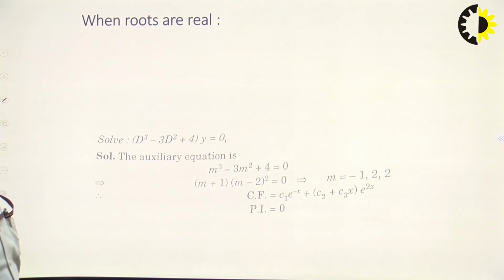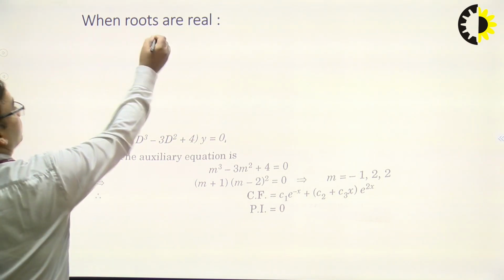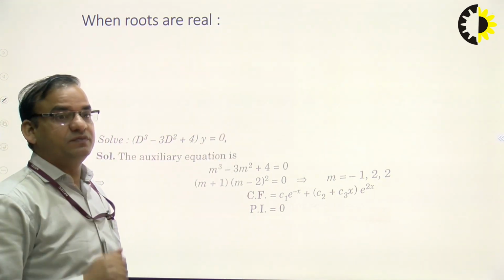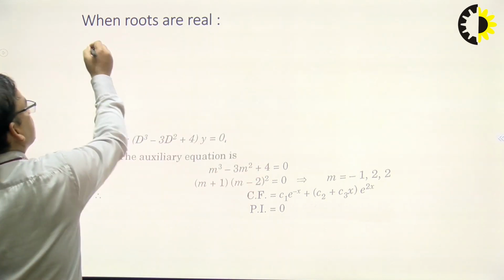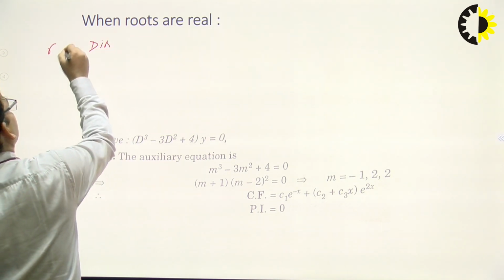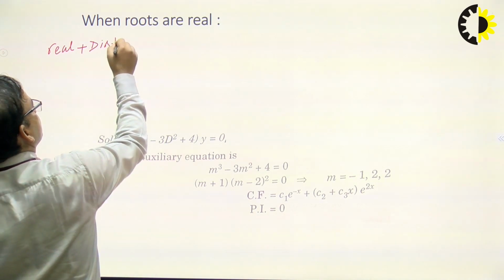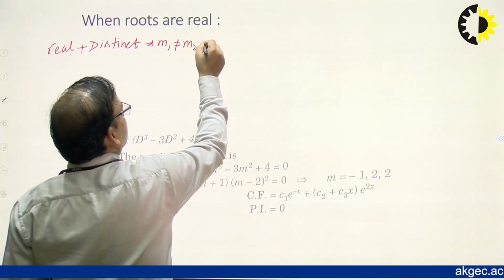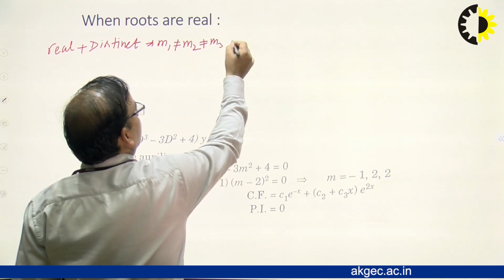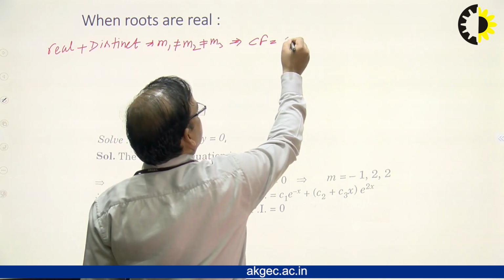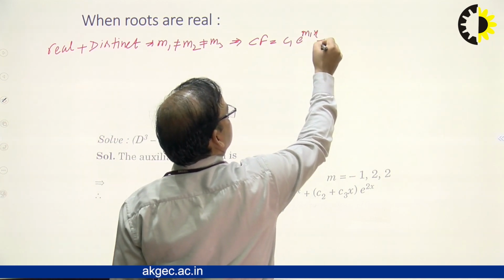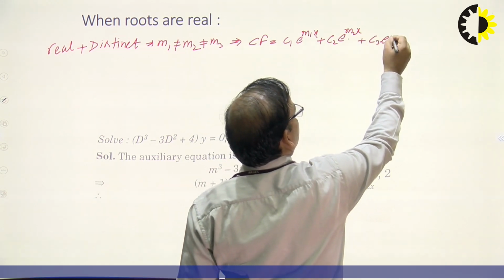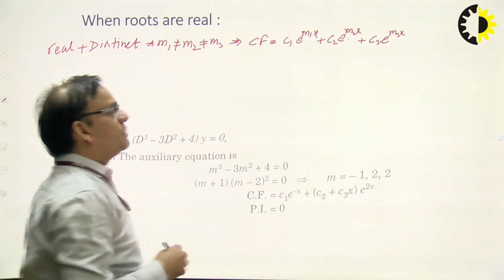Then when the nature of the roots is real, in each and every type of case you have two types of roots, repeated and distinct. So first of all we are writing when roots are real and distinct, that is m1 is not equal to m2 is not equal to m3. Then in this case the CF is given by C1 e raised to power m1x, C2 e raised to power m2x, and C3 e raised to power m3x. Okay, and so on if we have further roots.